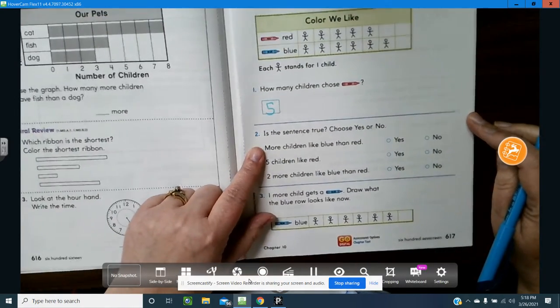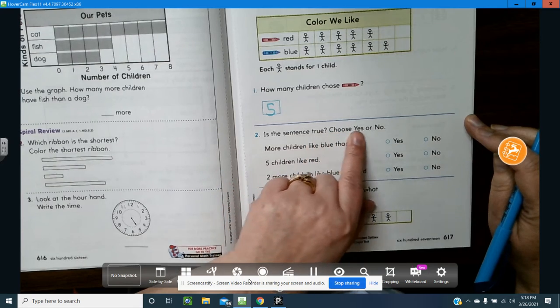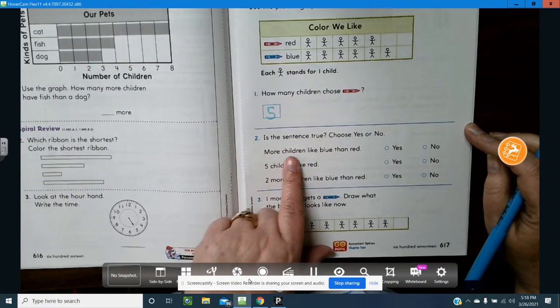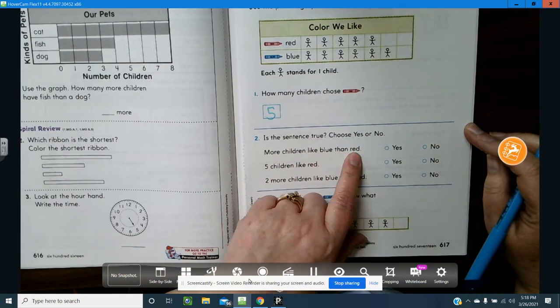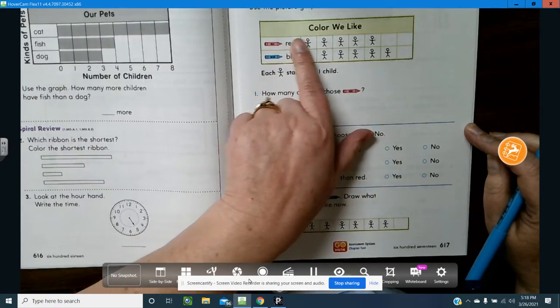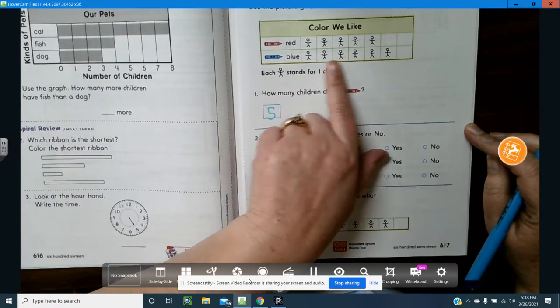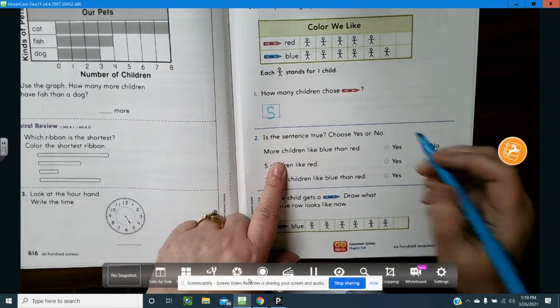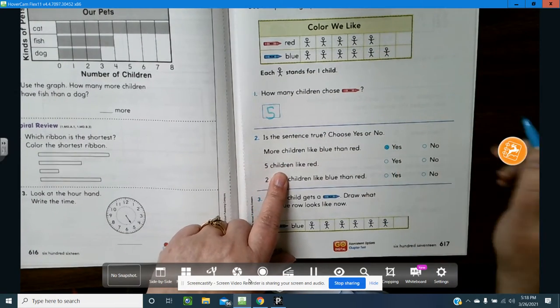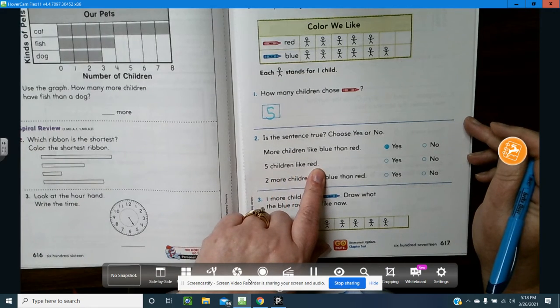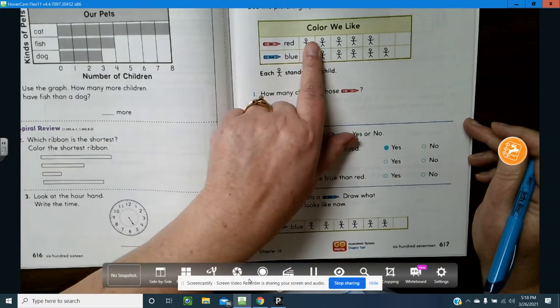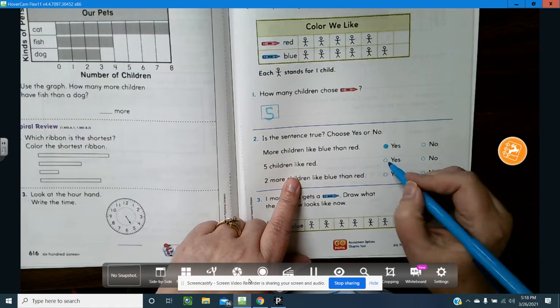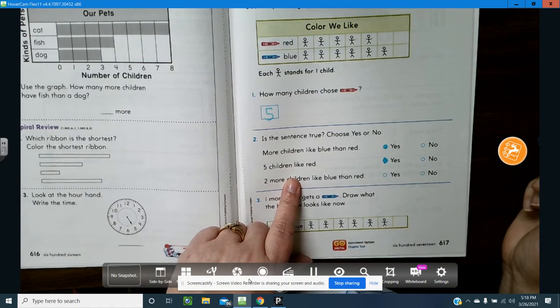Number 2 says, is the sentence true? Choose yes or no. More children like blue than red. So look at your blue and look at your red. Do more children like blue? Yes. More children liked blue. 5 children like red. Is that true? 1, 2, 3, 4, 5. Yes, it is. 5 children liked red.